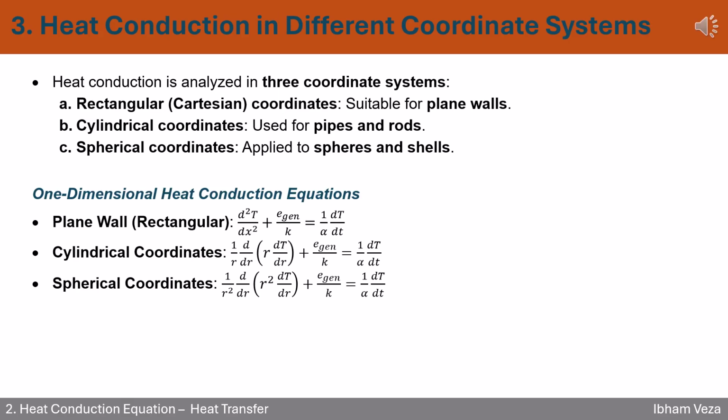3. Master heat conduction across coordinate systems. Let's structure your understanding with clarity. Heat conduction problems don't come in one shape, they come in many. That's why we study them in 3 coordinate systems. Rectangular coordinates are perfect for plane walls, cylindrical coordinates for pipes and rods, and spherical coordinates for spheres and shells. The mathematics adjusts to fit the geometry. Each coordinate system has its own one-dimensional heat conduction equation.